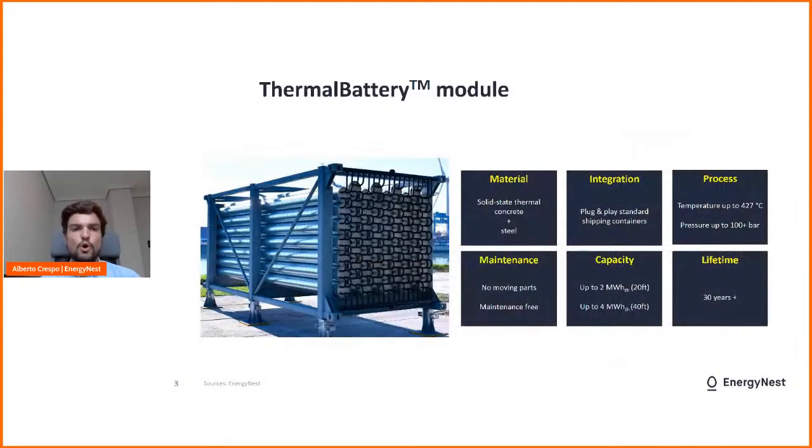Now, what is the core of our solution, of our thermal battery? And that is the module. This is what you can see on the screen. This is the module on display at the port of Rotterdam, as I just mentioned, which is made of a solid state media, which is our high performance thermal concrete, labeled as Heatcrete, plus steel. The way we think about it is modularity and simplicity.